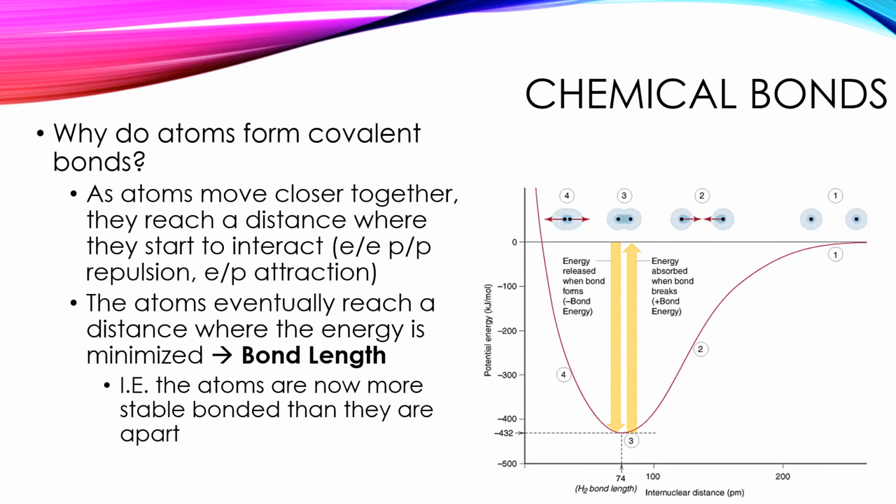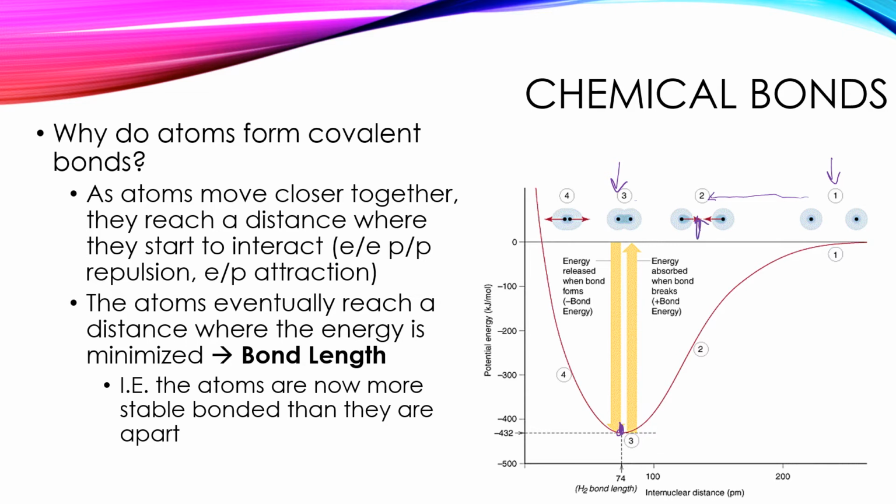As atoms are moving towards each other, there are going to be different types of interactions. As they get closer and closer, their electrons are going to repel each other and their protons are going to repel each other. But the electrons of one and the protons of the other would attract one another. So if we look over here at number 1, the atoms are too far apart to even be interacting with one another. But as they move closer together, they're going to get to a point where the energy is minimized. And at that point, they are more stable bonded than they are apart.